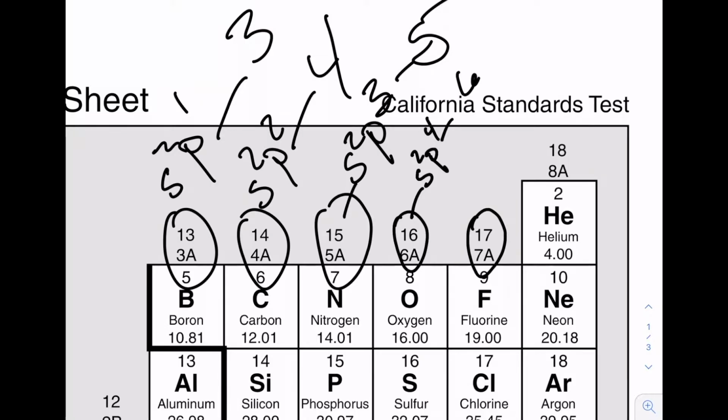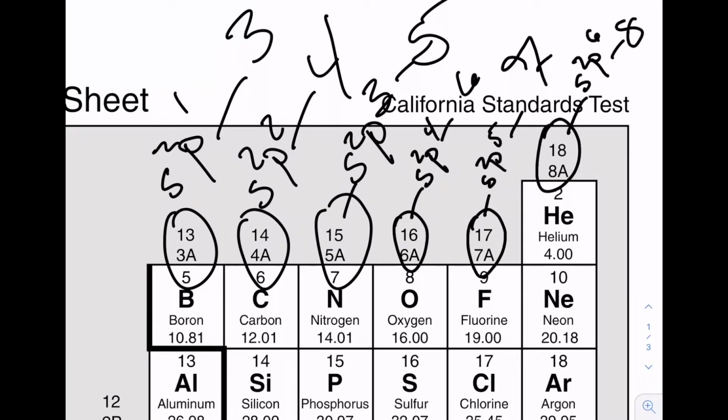Everything in group 17 or 7A end in S2P5, so they have 7 valence electrons. And lastly, everything in group 18 or 8A end in S2P6, almost everything, meaning they have 8 valence electrons. Helium is the exception. Helium only has 2 valence electrons because he only has 2 electrons total.